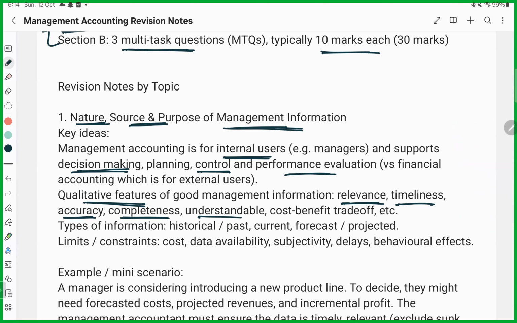Understandable. The information that is available with the management, the management should be able to understand that information properly. The information should not be in a form which is difficult for the management to understand.